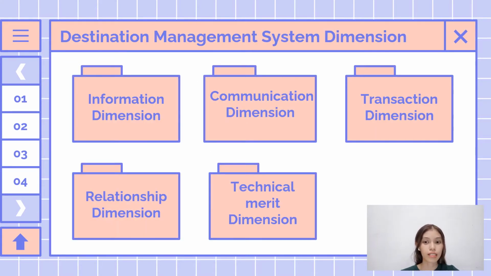Next is DMS dimension. There are 5 operational dimensions to be considered when a DMS is designed. First one, information dimension, which includes detailed, accurate, comprehensive, and current information. Quality control of the DMS information is extremely important. If the data is false or misleading, the entire DMS could lose its credibility.